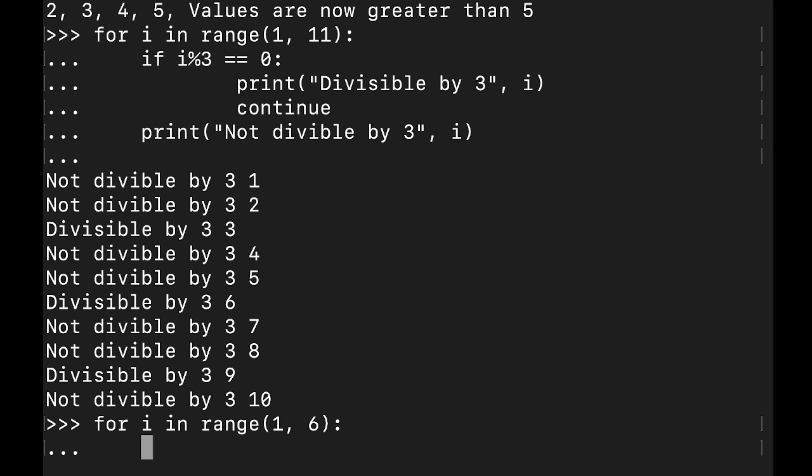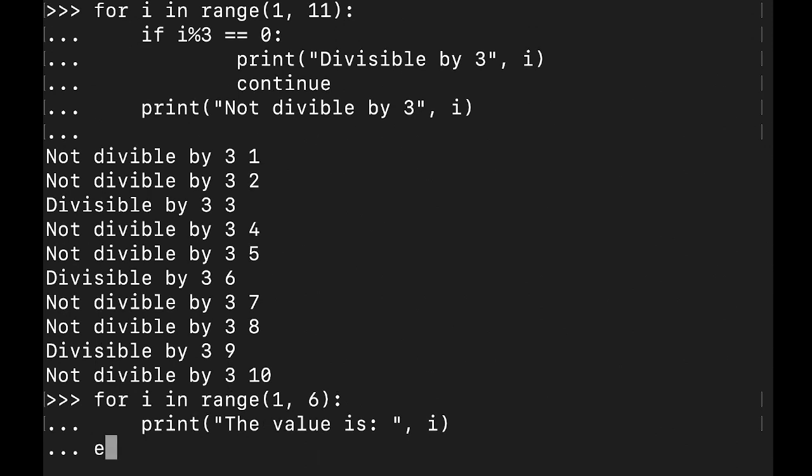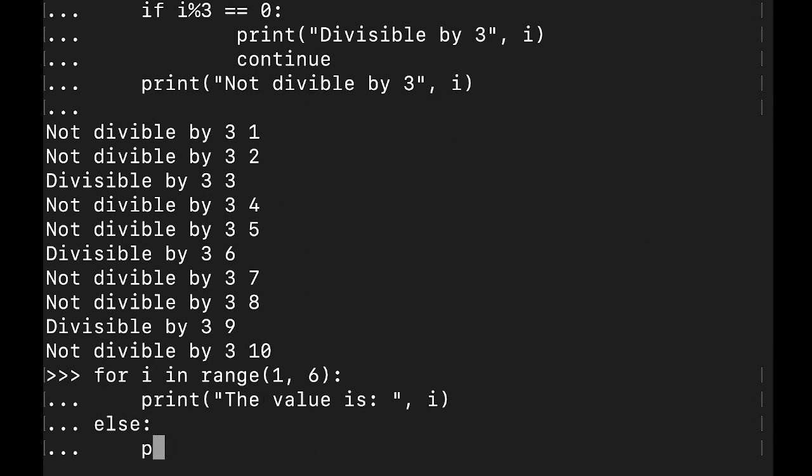Now here a very simple statement we can write, that is print the value is and then I. So the value it will print 1 2 3 4 like this. And after this I will give the else also. By this you can clearly understand in which iteration exactly, at what point, it is executing the else clause. So here we can print another statement, that is else clause got executed.